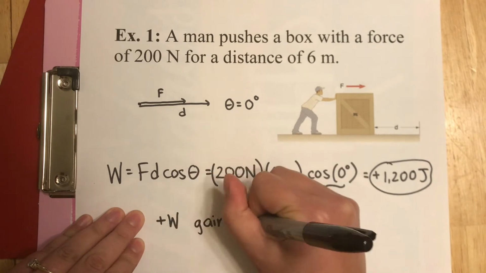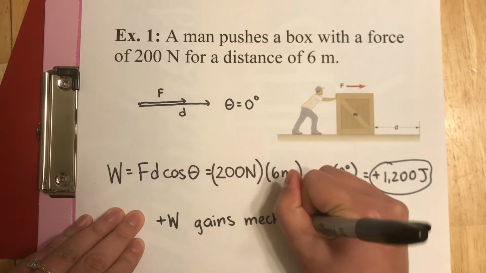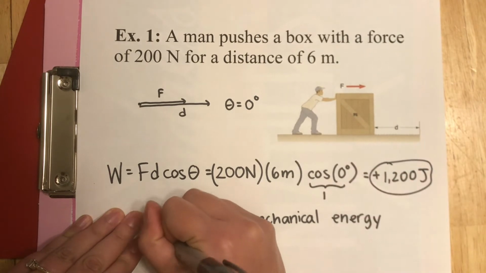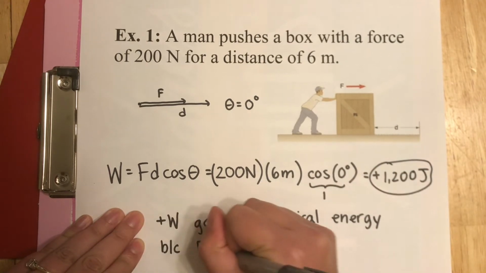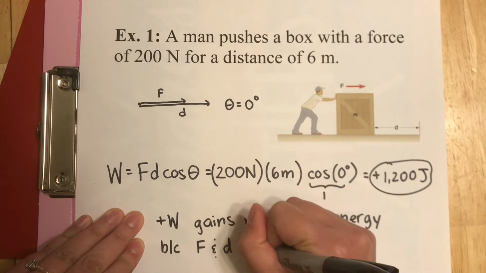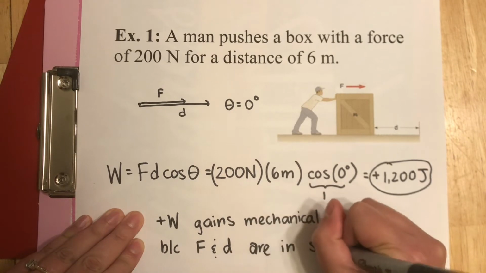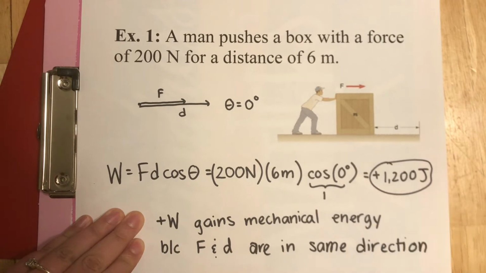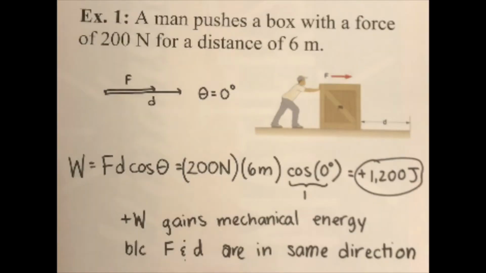And just to check, positive work means that it gains mechanical energy. This time, it's probably gaining kinetic energy. It gains energy because the force and distance are pointed in the same direction. Think of it as the person's force is helping it move faster. Since the force and distance are in the same direction, think of these two vectors as working together to add energy to the system.